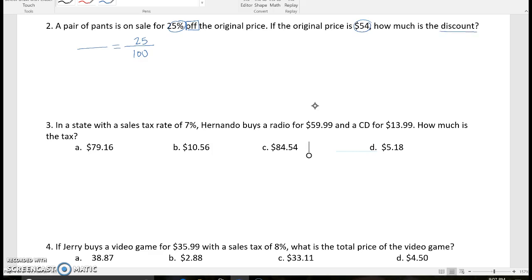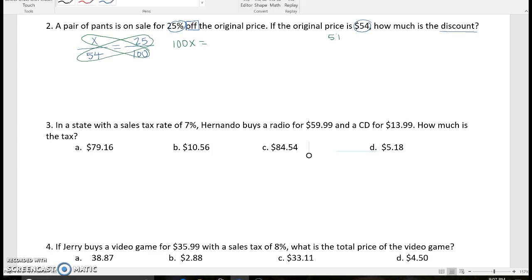So we're taking money off of that. So the $54 is our whole. That's our original price. So that's going to go on the bottom. And we're looking for how much the discount is, okay? So now that we have our proportion set, we're going to go ahead and do our cross product. So I always do my variable first. So I have 100x equals 54 times 25.